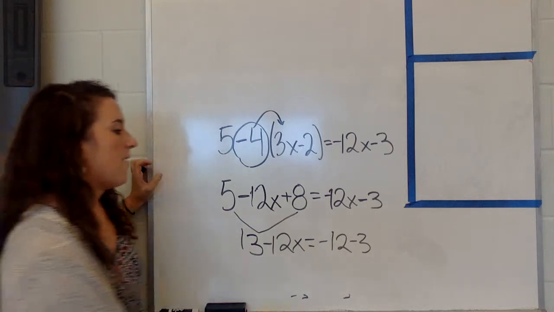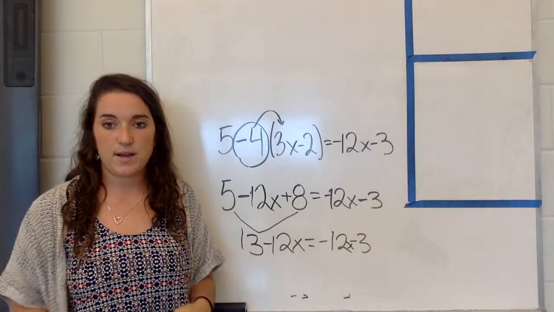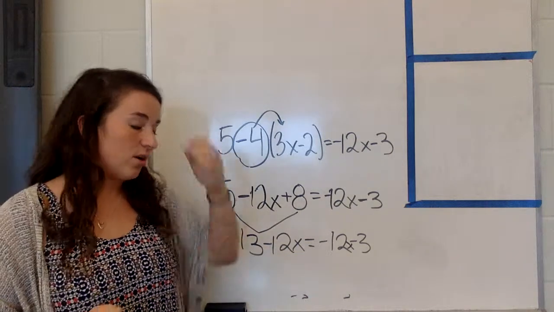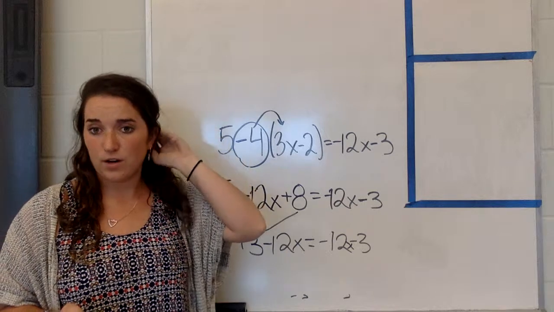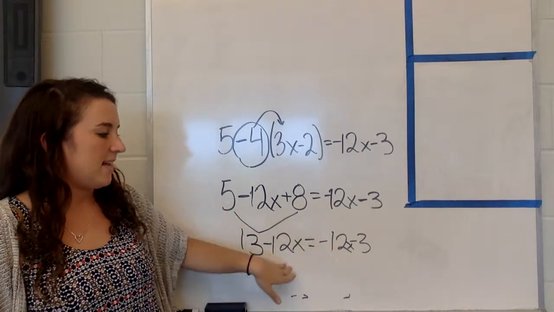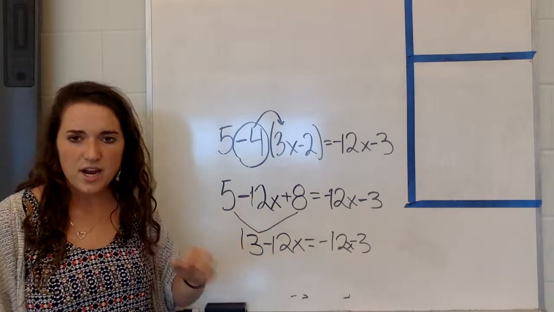Now, I have x's on both sides of the equation, and can either side of this equation be simplified anymore? Neither side can be simplified anymore. So now I need to move my x's over. But I noticed something tricky about my x's is that I have negative 12x on both sides of the equation. Let's try and continue solving this.